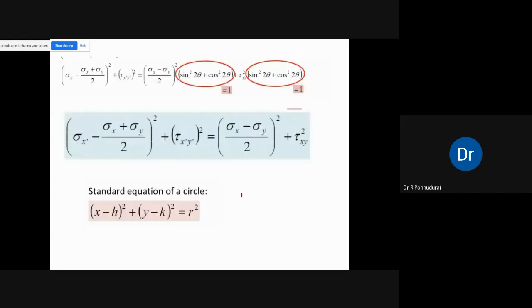Is it okay? Here we are comparing these two equations. So these are the variables now. Sigma x dash is a variable. Tau x dash y dash is a variable now, like x and y are variables.